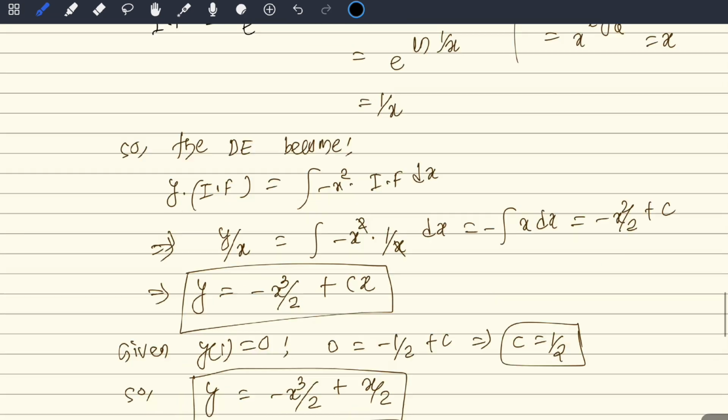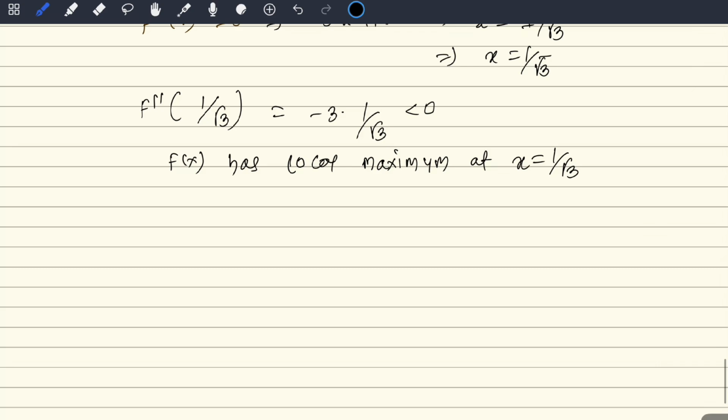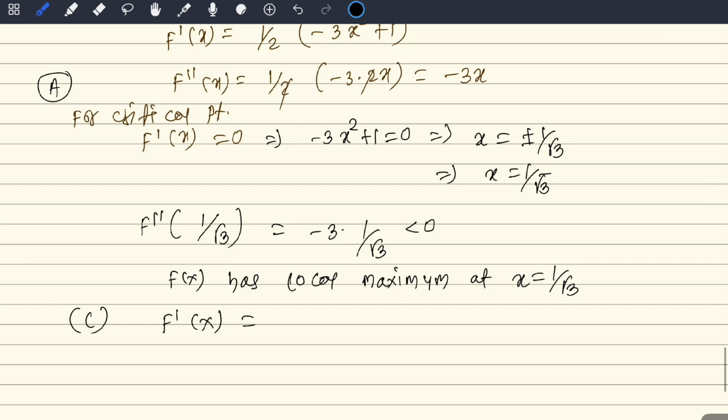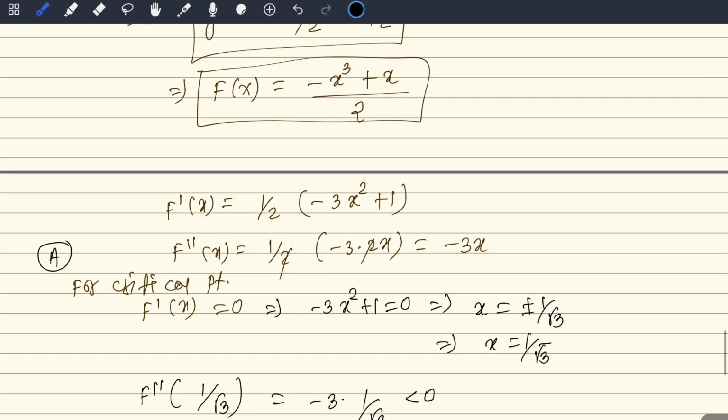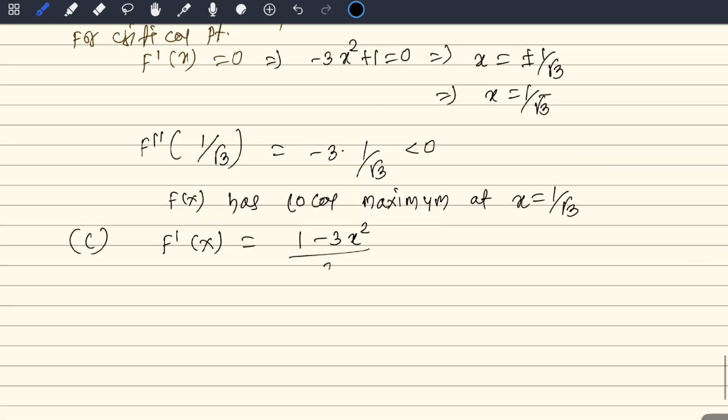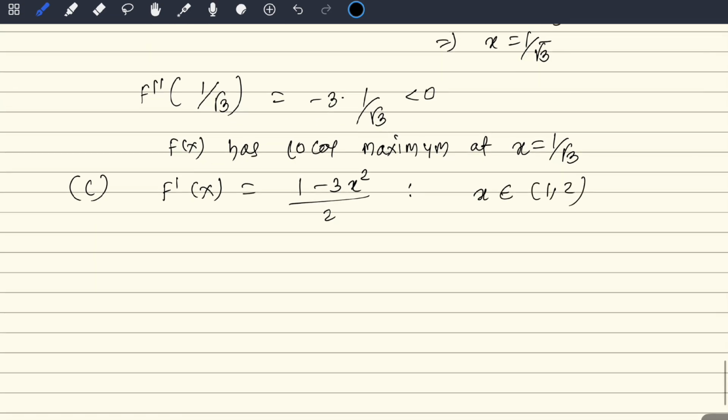For C we need to check the increasingness. That means, what is our f dash x? Our f dash x is nothing but minus 1 minus 3x square by 2. And we need to check this when x belongs to 1 to 2. Okay.